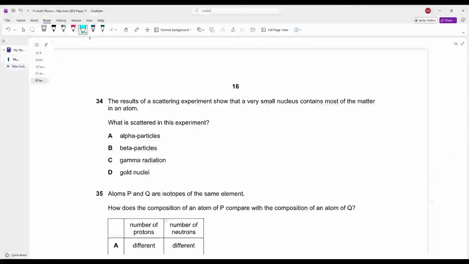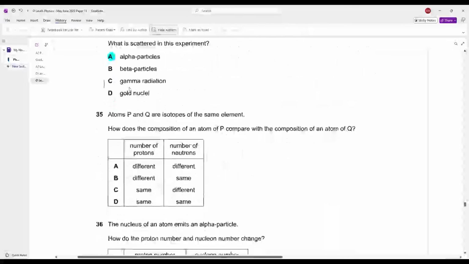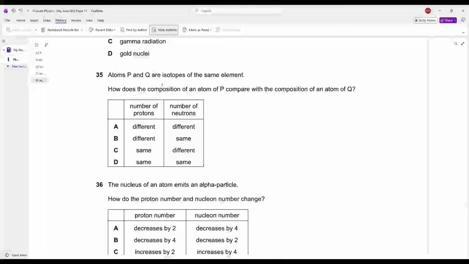The results of scattering experiment show that a very small nucleus consists most of the matter in an atom. What is scattered in this experiment? Alpha particles. Easy. Atoms P and Q are isotopes of the same element. Isotopes होते हैं तो प्रोटॉन नंबर सेम होता है, नंबर ऑफ न्यूट्रॉन्स डिफरेंट होते हैं. C is your answer, 35 का.